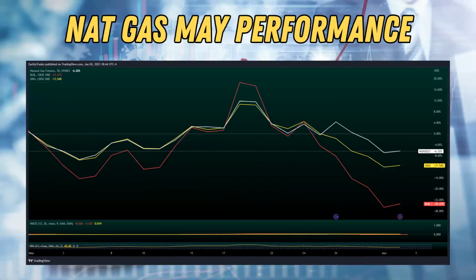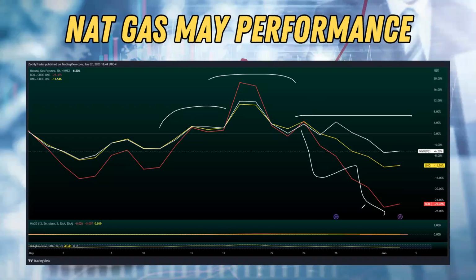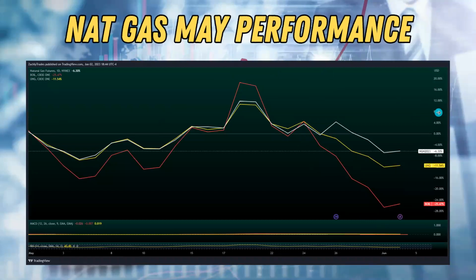Now, when you look at the May performance, pretty much all of these look like a head and shoulders. I won't get too technical, but you can see a left shoulder, a head, a right shoulder, and they're all down a significant amount in May. We have the futures down about 6%. We have UNG down about 11.5% and oil down about 25%, currently at the time of this recording. And that's from the beginning of May.